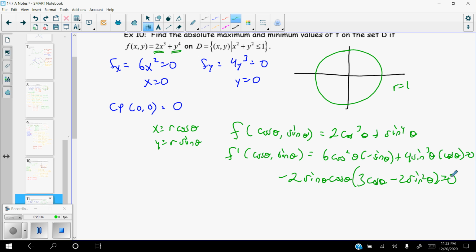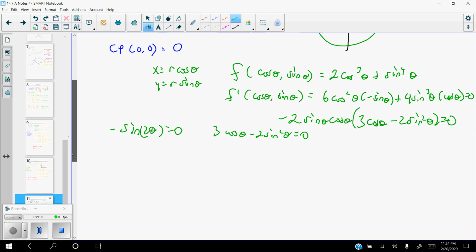So -2 cosine theta sine theta. Actually, if you recognize that, that is the double angle of sine theta, just the negative of it. So that's actually kind of nice. So I can set that, sorry, that'll be negative sine of 2 theta equals 0, or 3 cosine theta minus 2 sine squared theta has to equal 0.